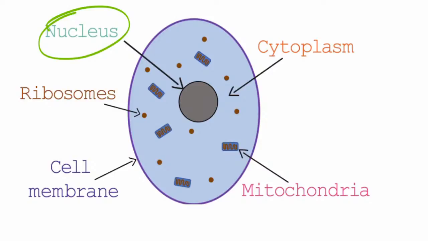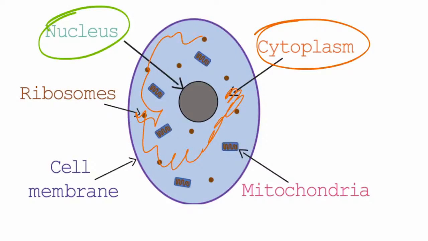The next one that we're going to have a look at is the cytoplasm. The cytoplasm is a gel-like substance and it's where most of the chemical reactions take place inside the cell. So for this one here, it's pointing to all of this kind of light blue stuff, and that is the cytoplasm. So the cytoplasm is where all of the chemical reactions take place.